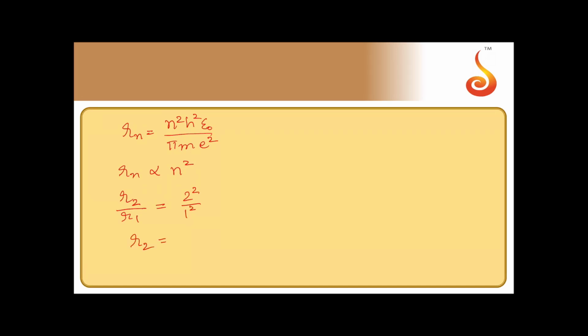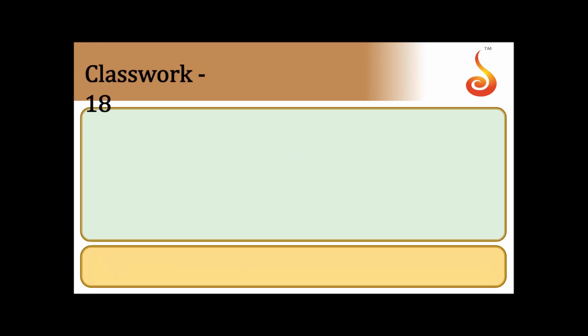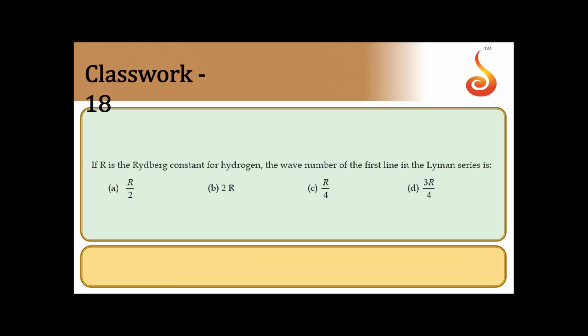is equal to 2 square by 1 square. So radius of second orbit R2 should be equal to 4 times R1, that is equal to 4 times what they have given, 5.3 into 10 to the power minus 11. So that should be 21.2 into 10 to the power minus 11 meters. This should be the radius of the orbit. So that is option C. Yes, we'll move on to next one.